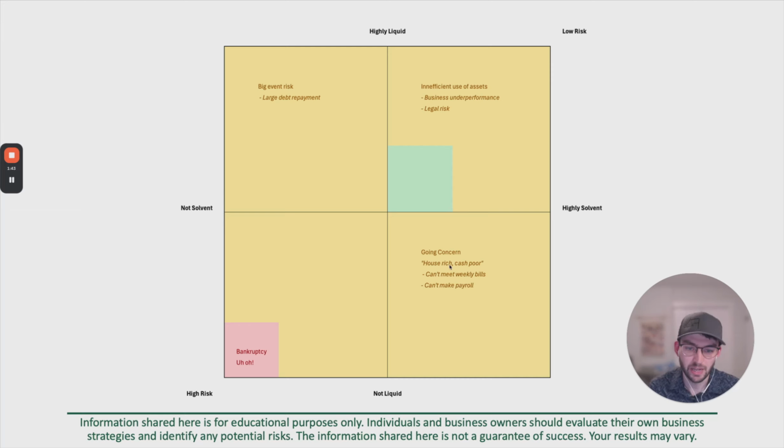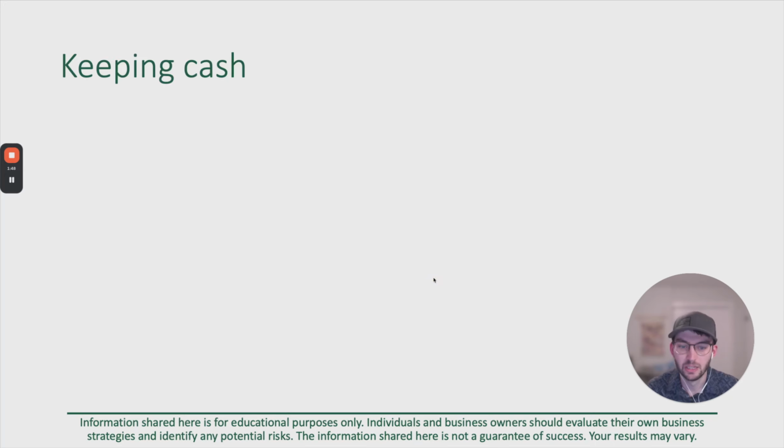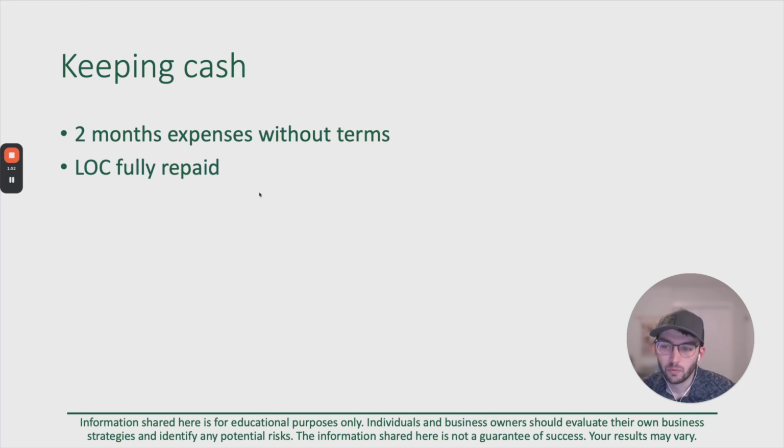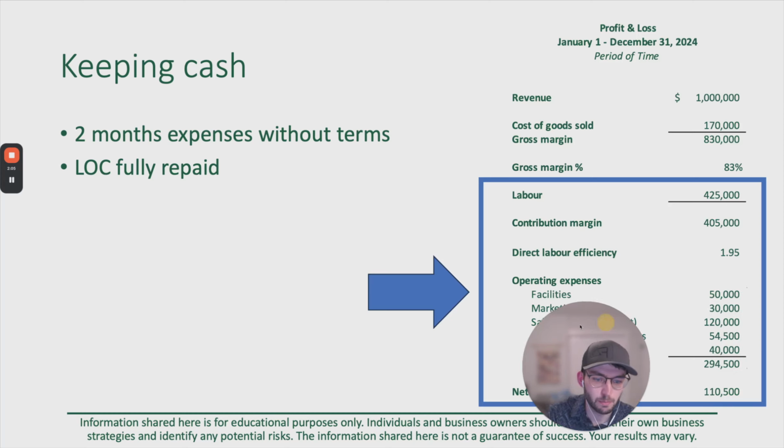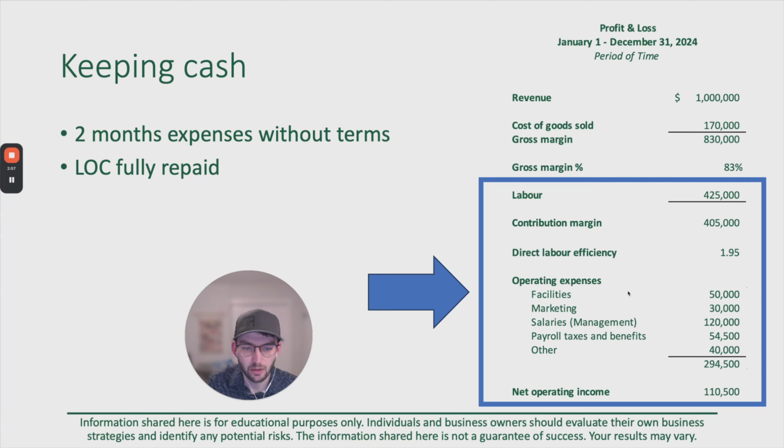So it's making sure that we're not running into this situation where we can't meet weekly bills and we can't make payroll. When thinking about how much cash we want to keep in the bank account, it's going to be 2 months worth of expenses without terms. Looking at the profit and loss here, you can see we have revenue at the top, we have net operating income at the bottom, and I put a box around the expenses here that we want to include. So primarily it's going to be labor, facilities, marketing, salaries, payroll taxes, and benefits, and other.